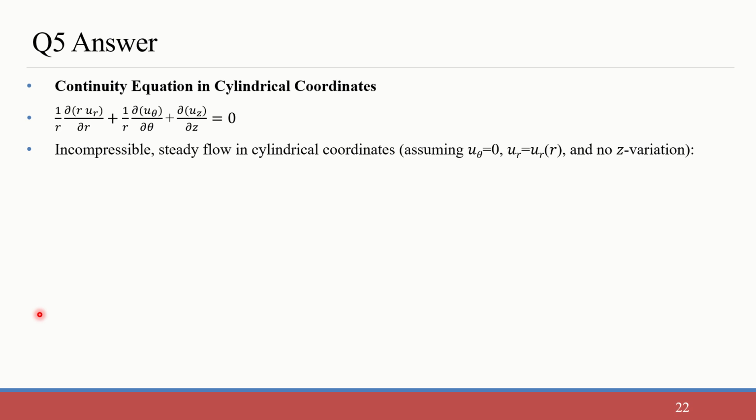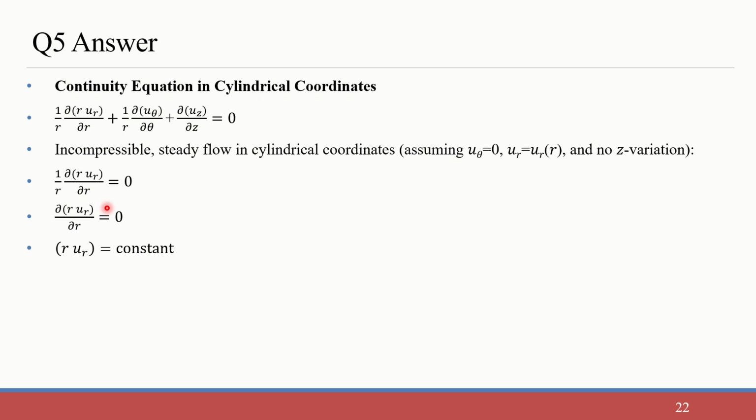So this is the equation for incompressible steady flow in cylindrical coordinates. Here we have seen that ur is a function of r, u theta is 0, and there is no variation in the z direction. So the equation becomes such that only one term remains. U theta becomes 0 and for uz there is no variation, so these two terms become 0, and we are left with 1 by r into dou by dou r of r into ur. So this becomes dou by dou r of r into ur equal to 0.